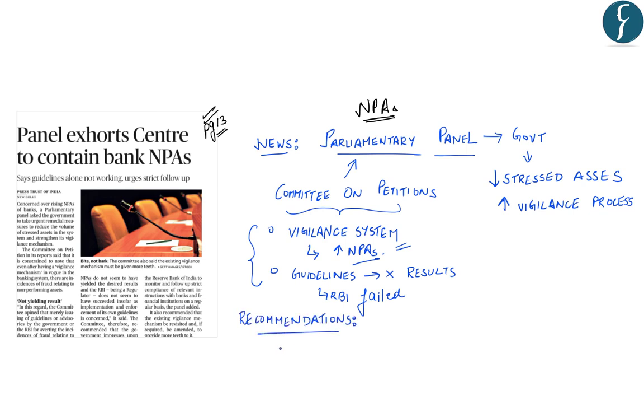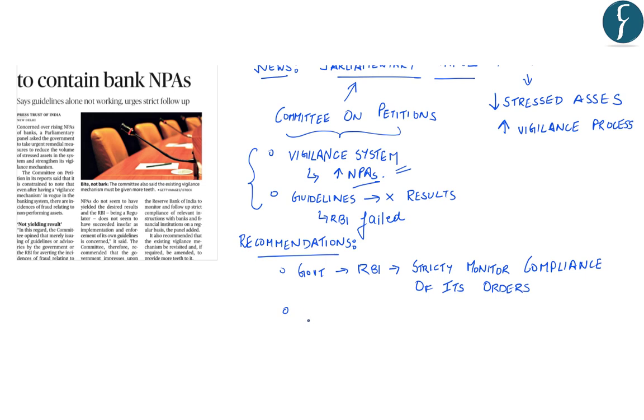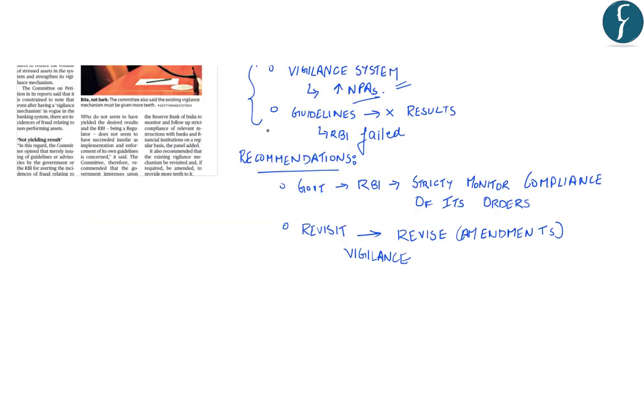The first recommendation which it has made is that the government should direct the RBI to monitor and strictly follow the compliance of relevant instructions with banks and finance institutions on a regular basis. And the next recommendation is that you revisit the existing vigilance system in the banks, and if there is a need, then please revise it and make suitable amendments. Now this was the news.